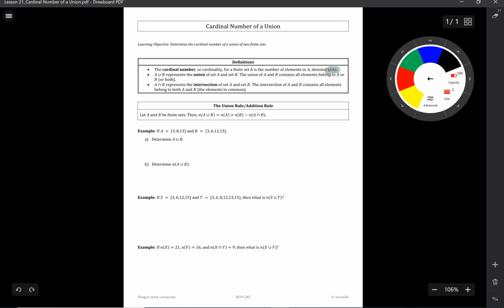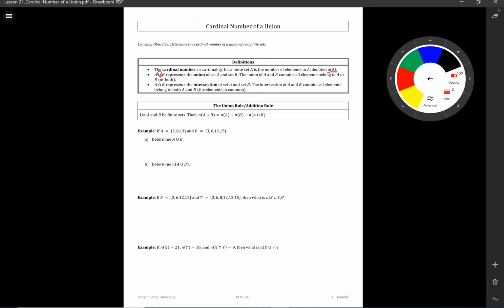That is just the number of elements in the set A. A union B, that's how we read this symbol right here, represents the union of the set A and the set B. The union of A and B contains all elements that belong to A or B or both. We'll do some examples down below to practice this. But the union of two sets is just everything in either one of the sets.